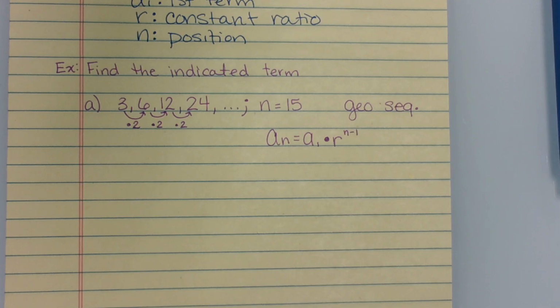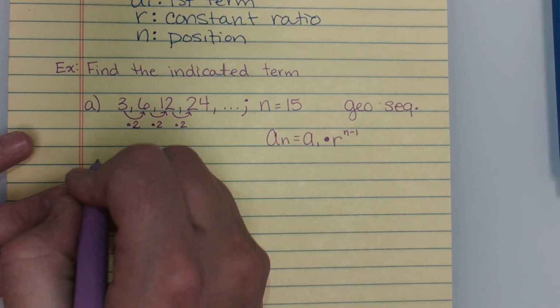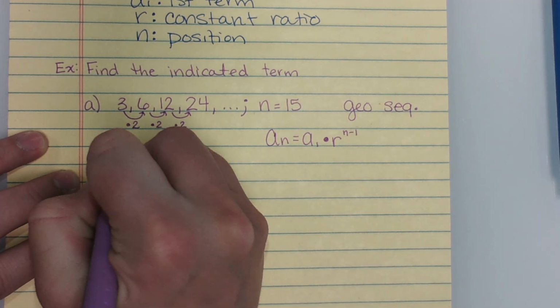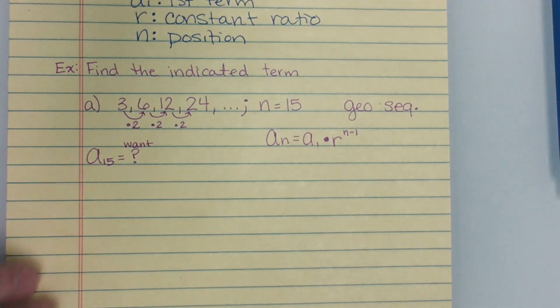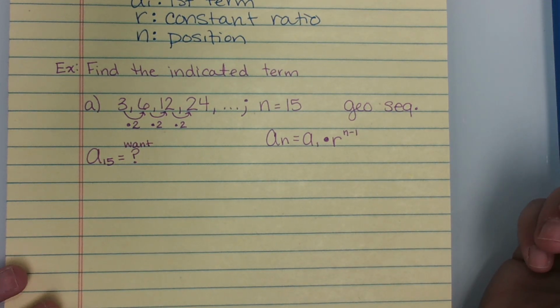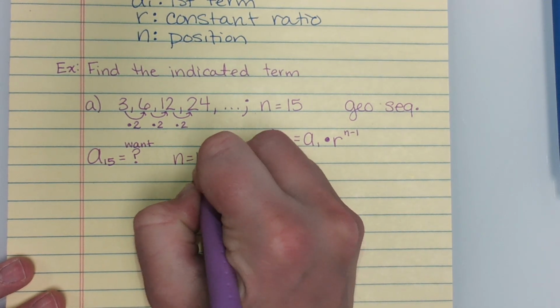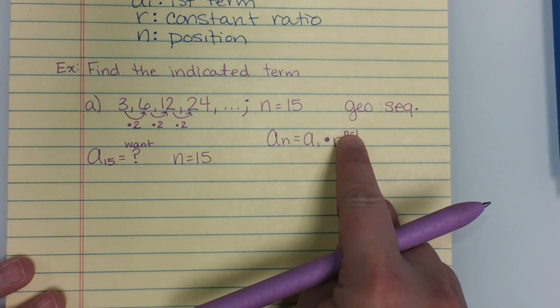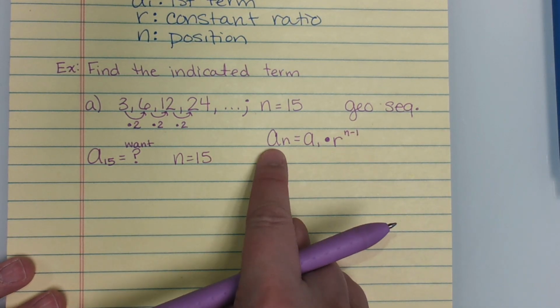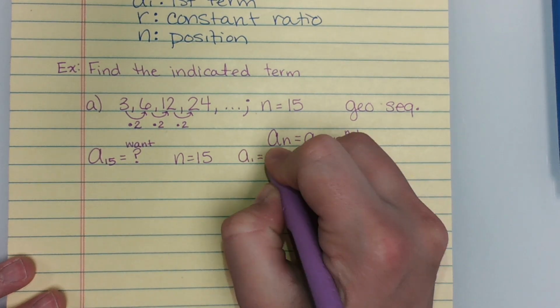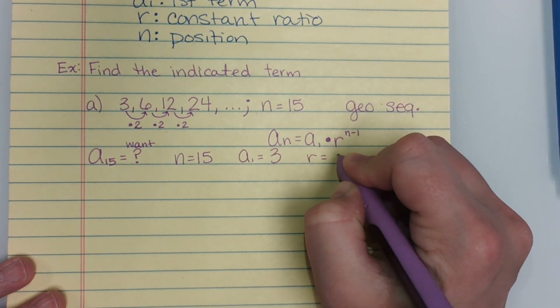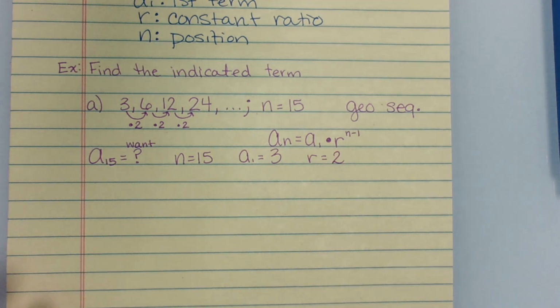15. It's telling us n is 15, which means we are looking for a sub 15. It's what we want. We were given that n is 15. So I have n. I have the a sub n that I want, or at least I know that that's my question mark, I should say. What's a sub 1? 3. What's r? 2.